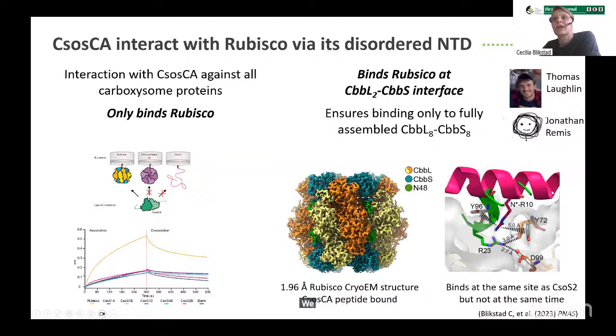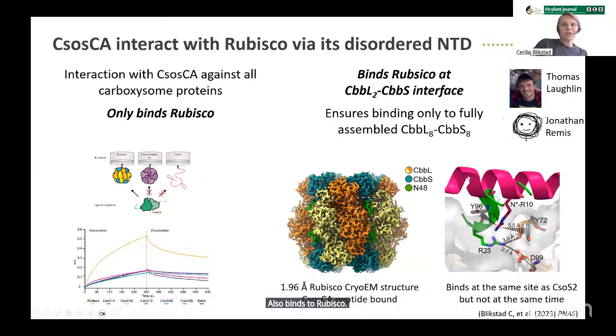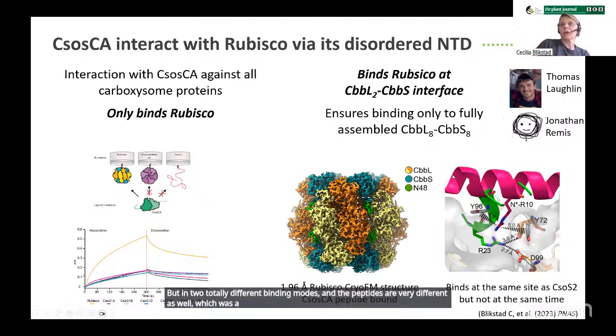Earlier work from the same group had shown that this scaffolding protein CSOS2 also binds to rubisco. And we actually find that it binds to the same site, but in 2 totally different binding modes, and the peptides are very different as well, which was a surprise, that they were so different and still use the same binding pocket.